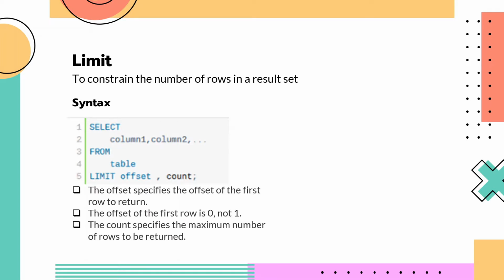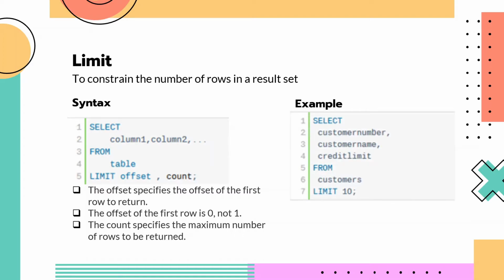The offset specifies the offset of the first row to return. The offset of the first row is 0, not 1. So if we want to start at record 16, we use offset 15. And the count specifies the maximum number of rows to be returned. On the right side, we can see an example of using the limit clause. For example, select customerNumber, customerName, and creditLimit from the customers table, and then limit 10. So it will return 10 records from the data, starting from the first record.